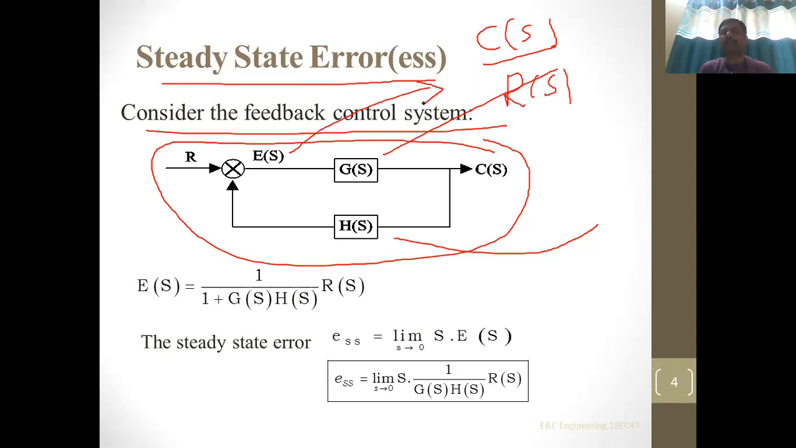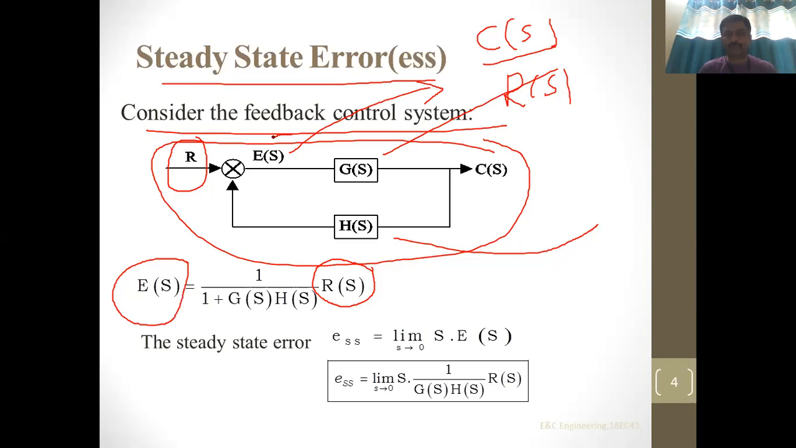Is that okay? Now, our agenda is to understand the expression for steady state error. And normally, the error signal E of S is evaluated as 1 divided by 1 plus G of S into H of S, times R of S, which is the input we shall apply. Is it okay? How do you evaluate this error, steady state? This is error signal. This is not steady state error. This is just the generic error signal.